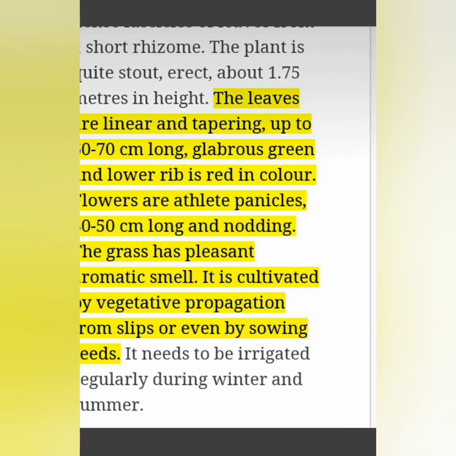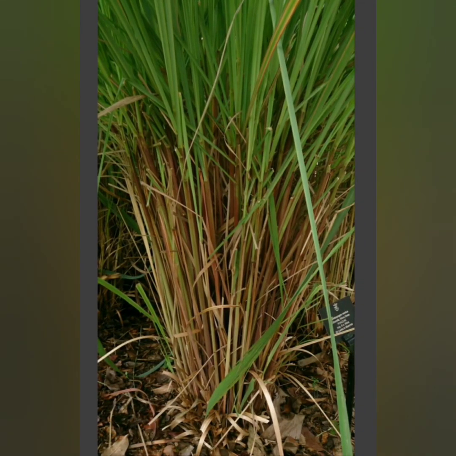Also, when propagated, it needs to be irrigated regularly during both winter and summer. So proper irrigation needs to be done during propagation of this citronella plant.